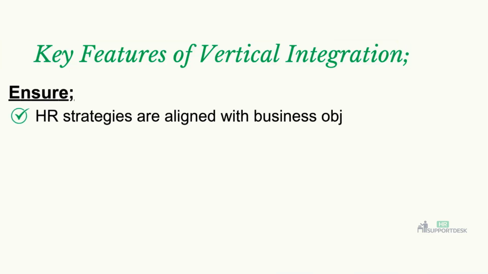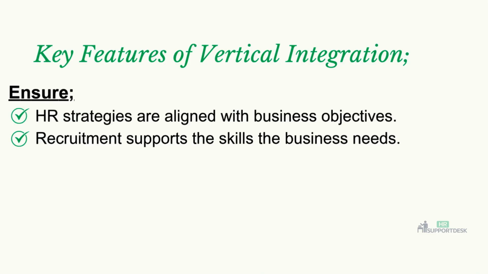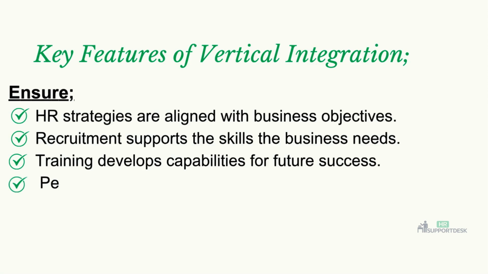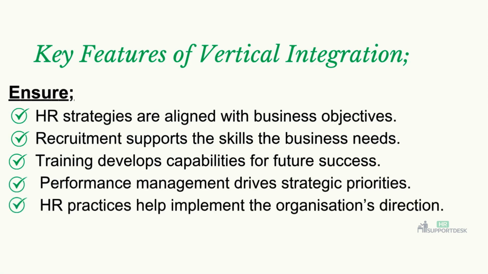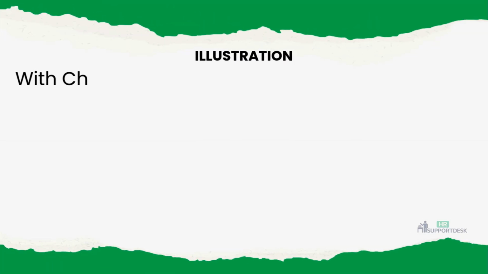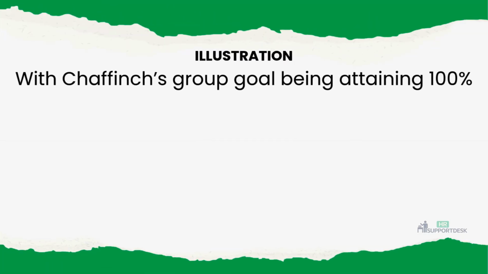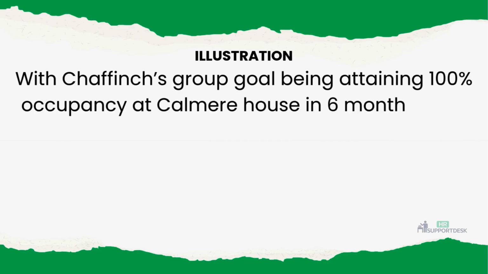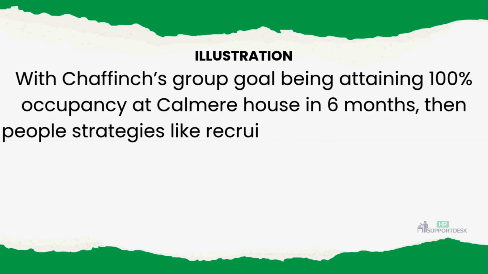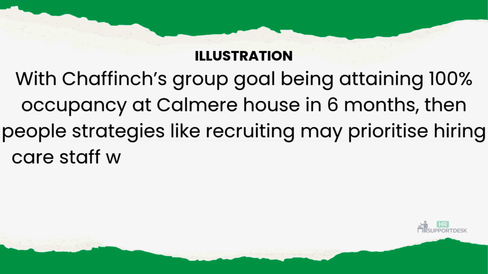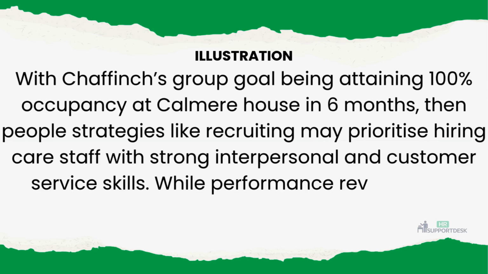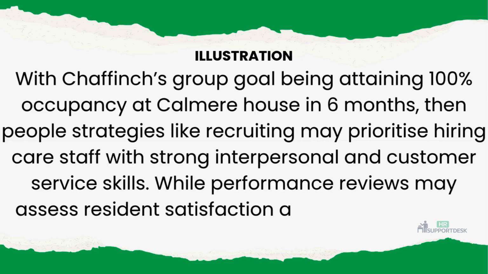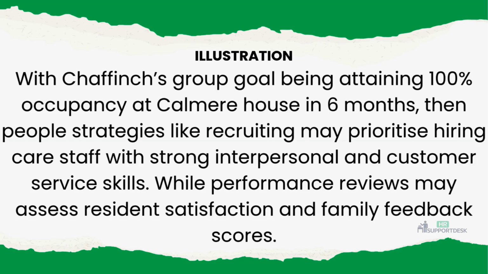It ensures that HR initiatives such as recruitment, training, and performance management are designed to support, sustain, and execute the company's strategic direction. For example, with Chaffinch Group's goal of attaining 100% occupancy at Calmere House in 6 months, people strategies such as learning and development may prioritize training care staff in strong interpersonal and customer service skills, while performance reviews may assess resident satisfaction and family feedback scores.